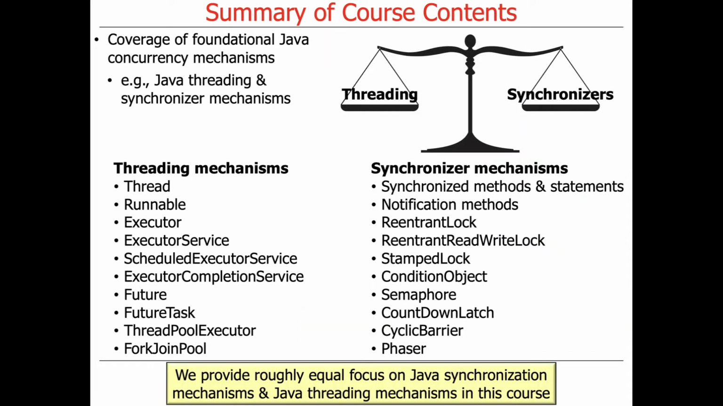And I'll talk more about how many assignments there'll be in a short time as well. As you can see, we have roughly about the same amount of coverage on threading mechanisms like threads and the executor framework and thread pools and so on, as we do on synchronizer mechanisms, which includes things like synchronized methods and statements, various kinds of locks, reentrant read-write locks, stamped locks, various kinds of coordination mechanisms like condition objects and semaphores, as well as barrier synchronizers like countdown latches and cyclic barriers and so on.